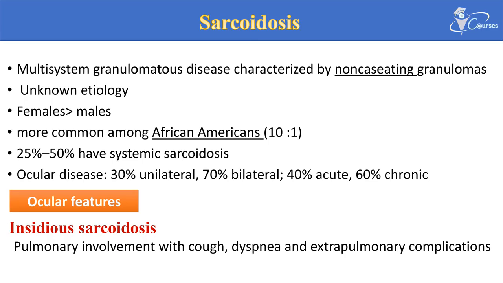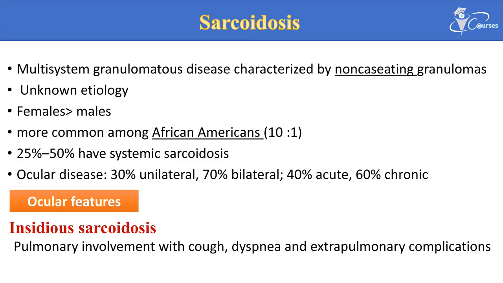It is again more common in females than in males, and it's more common in African Americans, like 10 to 1. This is very important and also asked in the MCQs. African Americans, remember, also have a high risk of primary open angle glaucoma. Sarcoidosis is also one of the diseases that are more common in African Americans. 25 to 50% of patients have systemic sarcoidosis and ocular disease.